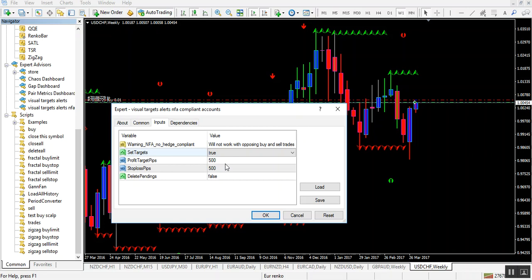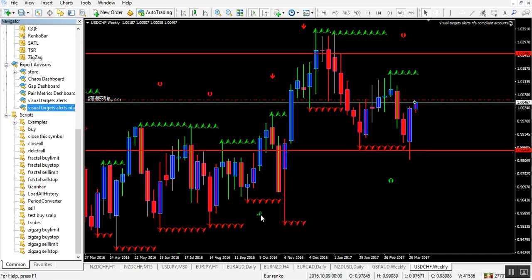What would happen if you didn't set the targets? It would draw the profit target line and the stop loss line, but they wouldn't do anything other than seeing the line. So let me see here. Let's go so we can see both, 200 and 200. Okay, so here's going to be your stop loss line. Here's your profit target line.